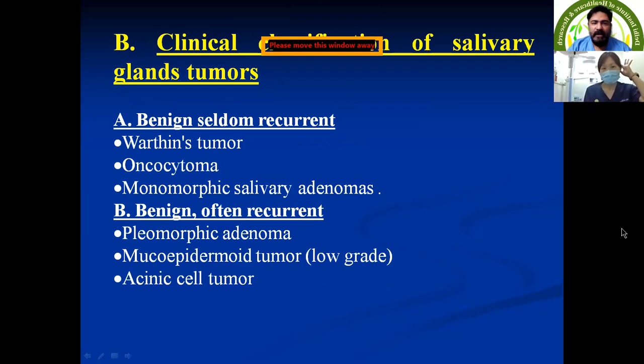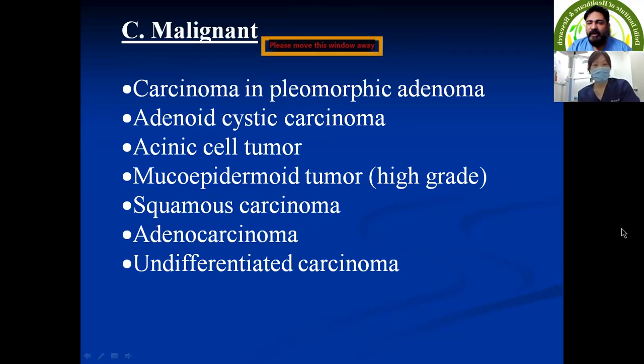Then among benign tumors that seldom recur are Warthin's tumor, oncocytoma, and monomorphic salivary adenomas. Among benign tumors that often recur are pleomorphic adenoma, mucoepidermoid tumor, low-grade mucoepidermoid tumor, and acinic cell tumor. In malignant: carcinoma of pleomorphic adenoma, ACC, acinic cell tumor, high-grade mucoepidermoid tumor, squamous cell carcinoma, and adenoid cystic carcinoma or undifferentiated carcinoma.